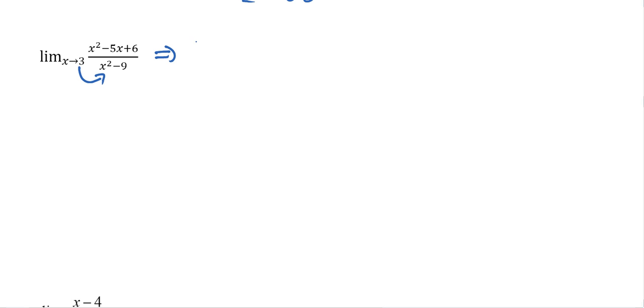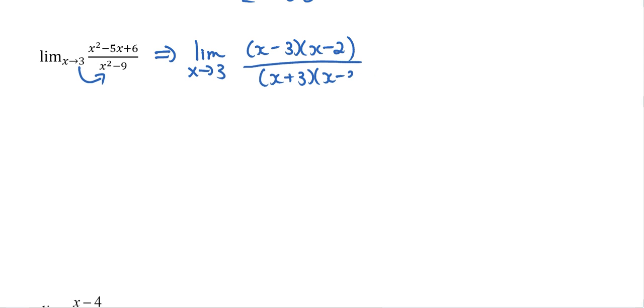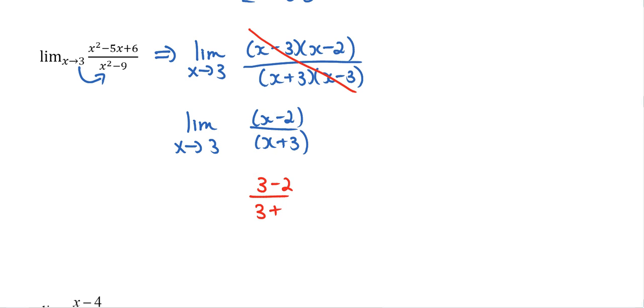So if you factor this, please write your limit statement. So limit as x approaches 3. And the numerator here is going to be x minus 3 and x minus 2. And your denominator will be x plus 3, x minus 3. Okay, and you'll see there that those two expressions will cancel out, and you're left with x minus 2 on the numerator and x plus 3 on the denominator. From here on, you can do a direct substitution step. So this would be 3 minus 2 over 3 plus 3. This will be 1 over 6, final answer.